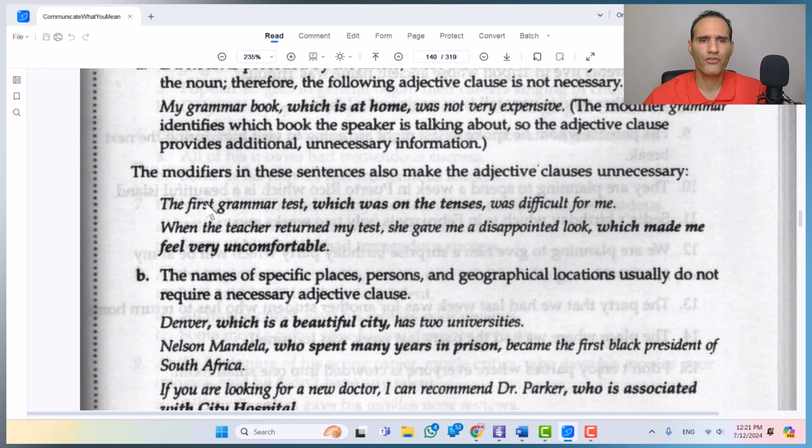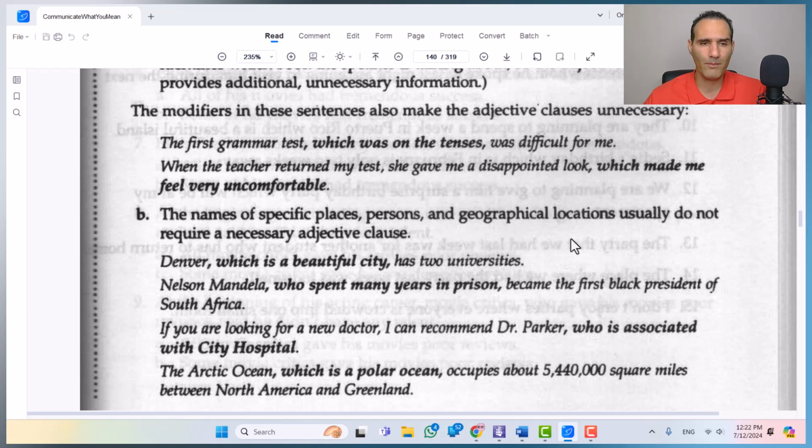Here it says the first grammar test. Because there is only one first grammar test, it is an unnecessary adjective clause. My first grammar test, which was on the tenses, was the verb, comma, comma. When the teacher returned my test, she gave me a disappointed look, which made me feel very uncomfortable. In that context, it was just one occasion, one test, one teacher, one look. That's why the adjective clause here is unnecessary. You should go back to the context of the sentence where it happened.